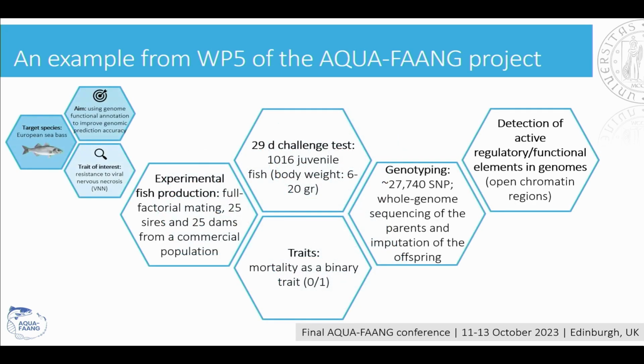The experimental design is the same. So we had this experimental population. It was challenged. The trait is mortality. We genotyped all the animals, and also we imputed to whole genome sequence all the offspring, so all the experimental population. And we also tried to detect active regulatory functional elements in the genomes, the so-called open chromatin regions.